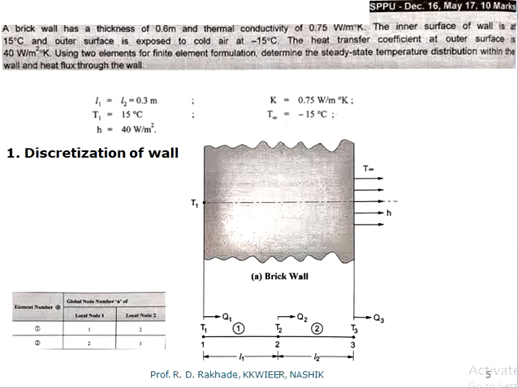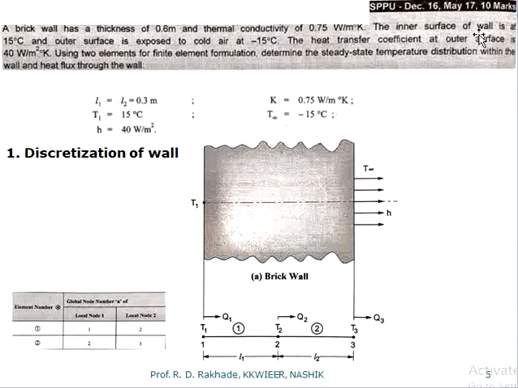Then we will jump to the actual problem. This problem was asked in December 2016, May 2017 for 10 marks. According to the problem statement, a brick wall has thickness 0.6 meter. The figure is given. So this width is equal to 0.6 and thermal conductivity 0.75. So we have value of K, watt per meter degree Kelvin.